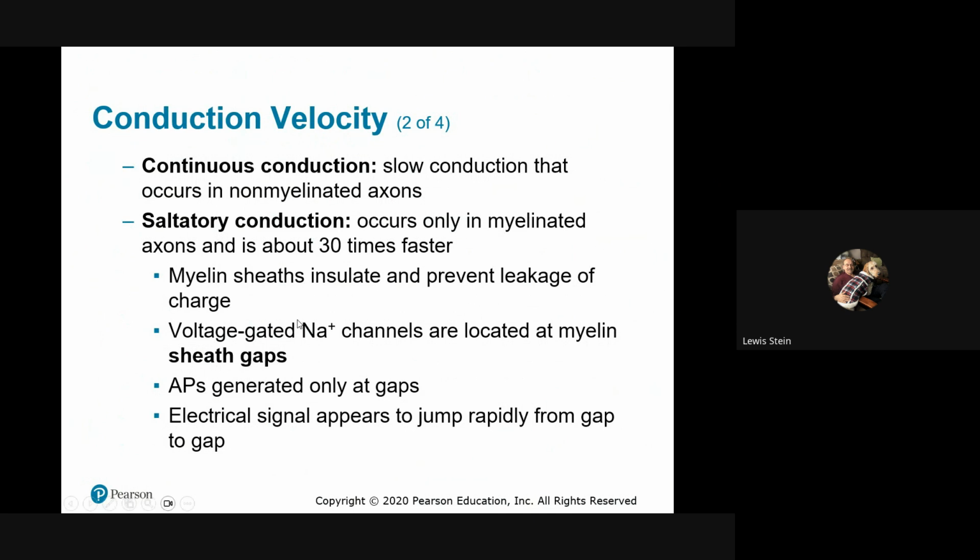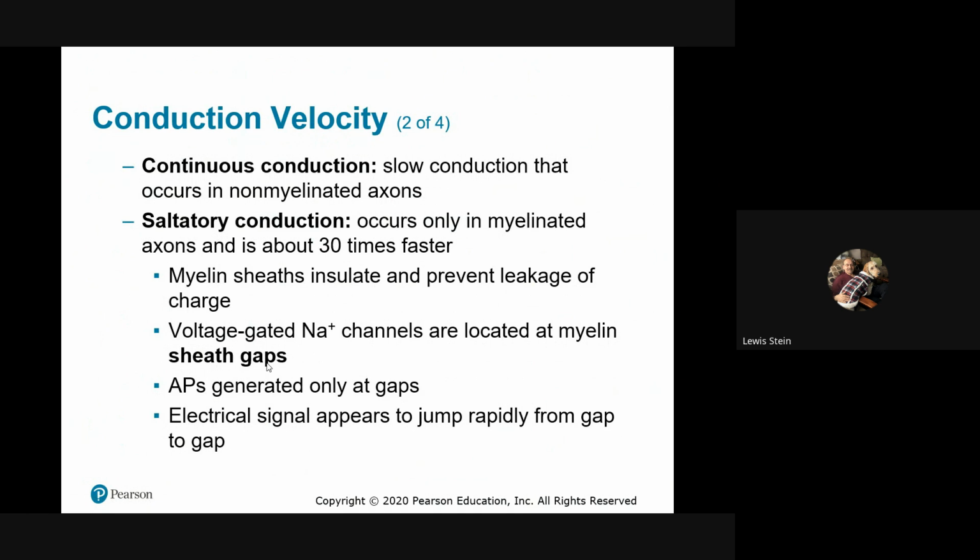It insulates and prevents leakage. The sheath gaps are nodes. In the old days, we said it leaps, like jumping over the myelin. No. That area where there's myelin, it's insulated, just like any wire. When you have the insulation, it's easy for the signal to get through. There are no distractors coming from the outside.